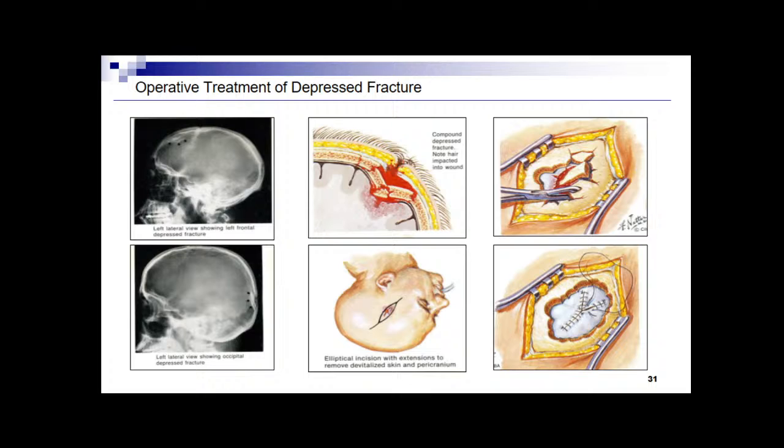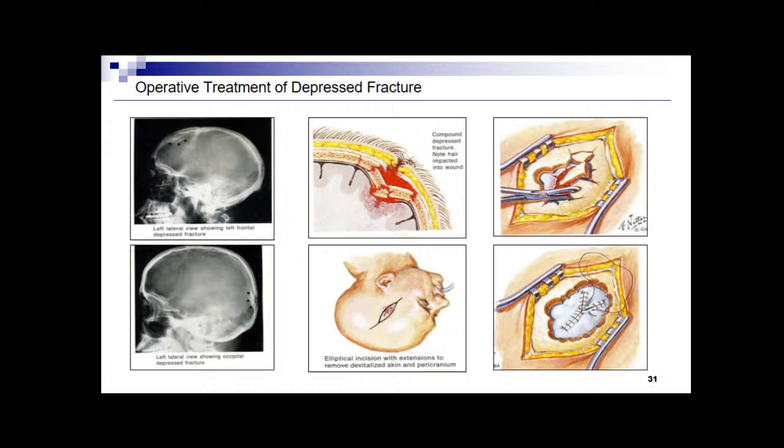Approach to the ischemic center is a direct elliptical incision with extensions to remove the devitalized skin and pericranium. Paravalvular soft tissues that are devitalized and saturated with blood, we should remove. We should perform primary surgical treatment of the wound if the patient has a wound. Or we should simply remove the bone fragments. We should remove the cause of intracranial hypertension. The name of the operation: decompressive craniectomy.